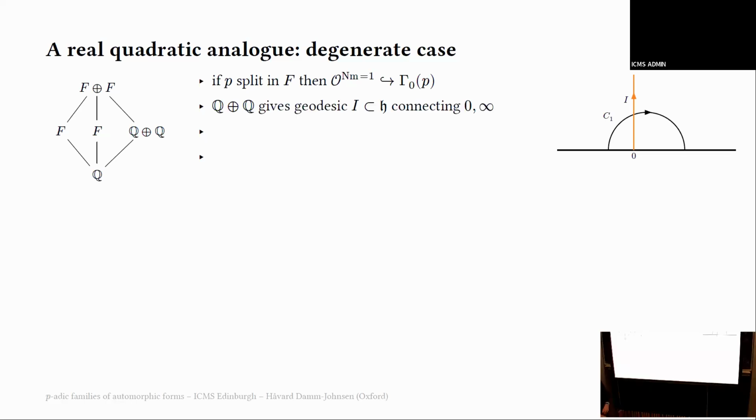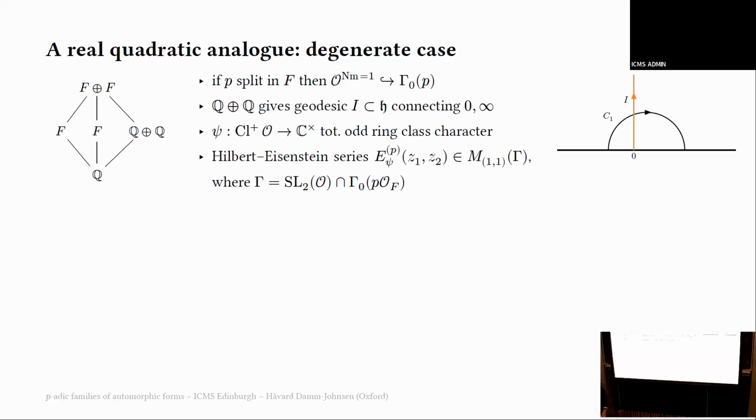On the other hand, you can run the calculation and see what you get when you embed the real points of Q plus Q, or the units in Q plus Q, into the upper half plane. And what you end up getting is the line from 0 to infinity. And this defines a homology class in the relative homology of the closed modular curve X_0(P). And as before, I'm going to take psi a character, but I'm going to assume that it's totally odd, and that's necessary for things to be non-zero in the theorem. I'm also going to define a certain Hilbert Eisenstein series. So this is kind of the normal.